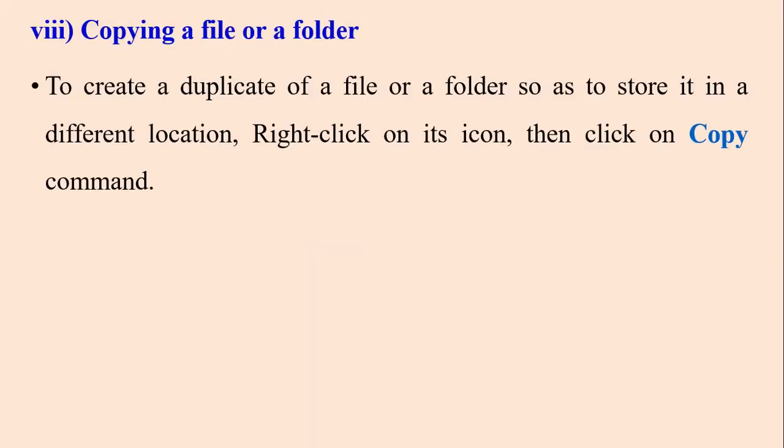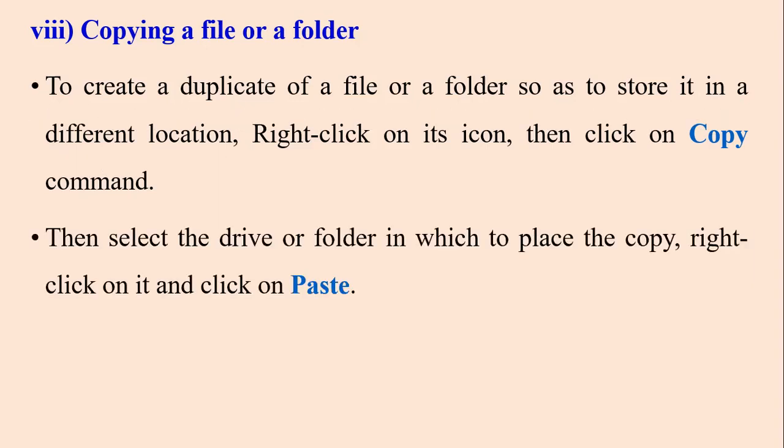How do you copy a file or a folder? To create a duplicate of a file or a folder so as to store it in a different location, right-click on its icon, then click on the copy command. Then select the drive or folder in which you want to place the duplicate by right-clicking on that drive or folder, and from the context-sensitive menu that will be displayed, you click on paste.